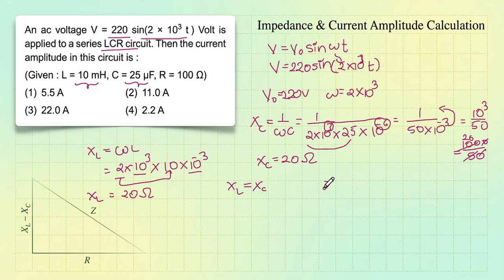So at resonance we know that Z is same as R, and R is given to be 100 ohm. So directly we'll apply the formula to find out current. I is equal to V by R. So our voltage is 220 upon resistance 100 is equal to, so if you cancel out this, 22 by 10, which is 2.2 ampere. So our correct answer for this question is 2.2 ampere.